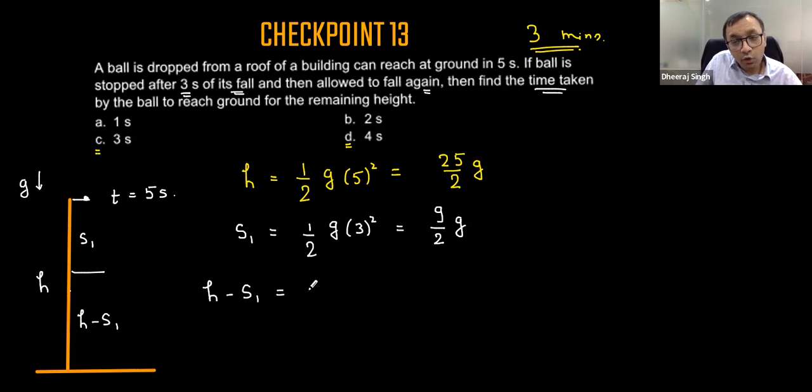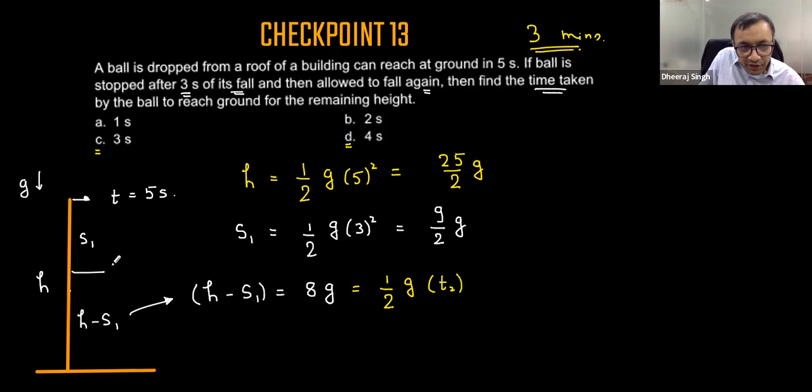16. 16 by 2? 8. So 8g. How many of you got till here? This distance is 8g. Okay, good. So this distance is equal to half g into T2 squared, right? Because again, the velocity here is zero.